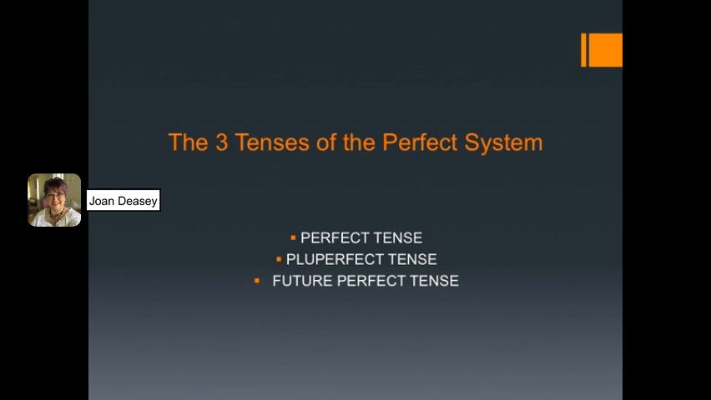As we correctly remembered, the present system is made up of the present, the imperfect, and the future tense. The three tenses that make up the perfect system, as you may have already guessed if you are looking at your verb ending chart, are the perfect, the pluperfect, and the future perfect tense.